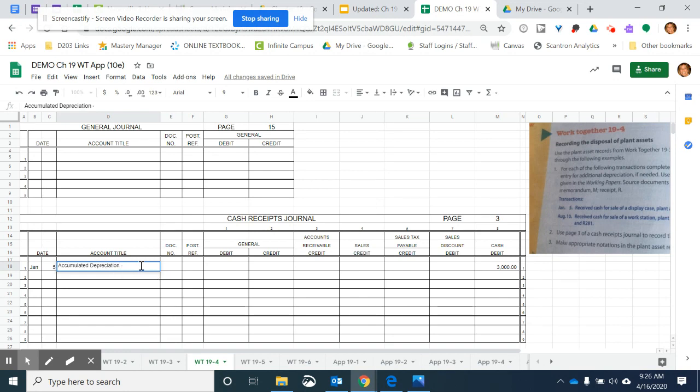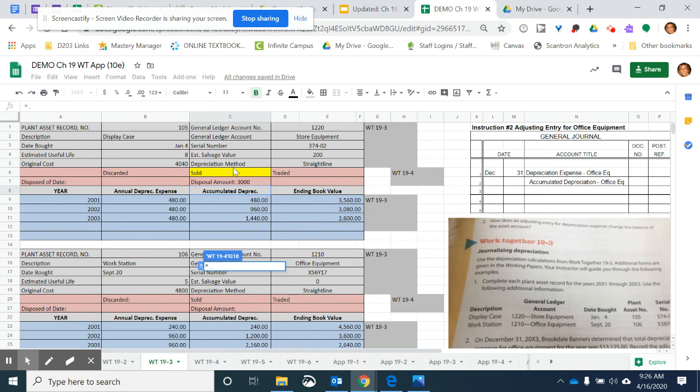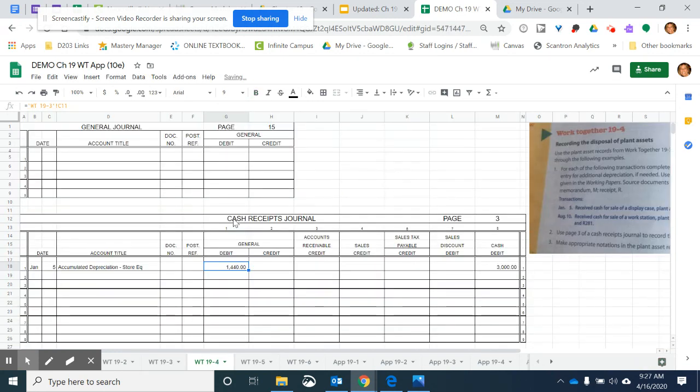And we're going to name that accumulated depreciation store equipment. Okay. So we know it's a debit. We're going to cell reference. So let's put an equal sign here. We'll go over to 19.3, and we'll go to the display case, and we have already calculated accumulated depreciation from the time of selling. Okay, so 19.3 was actually setting us up for 19.4. So we're going to cell reference the 1440 and hit enter, and that's going to pop right in there.